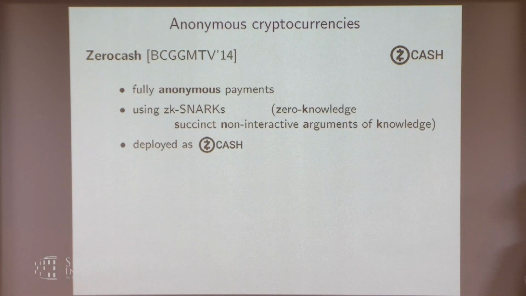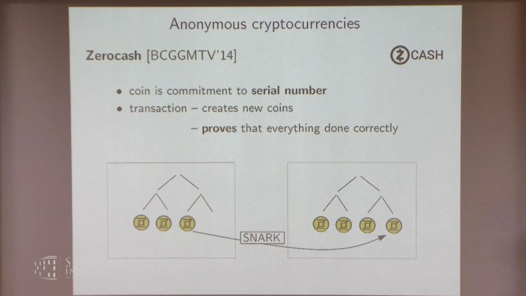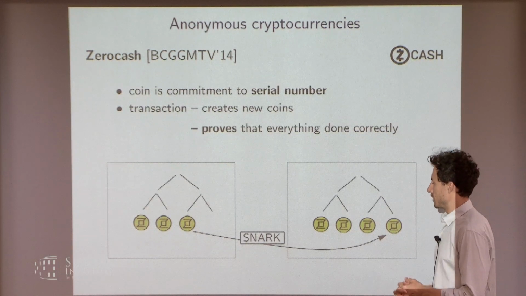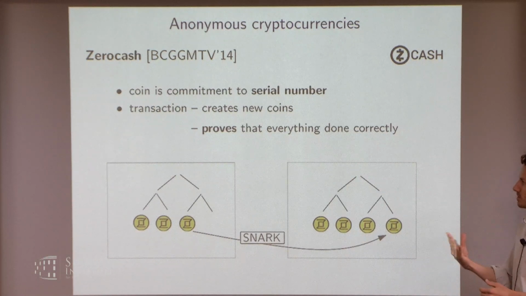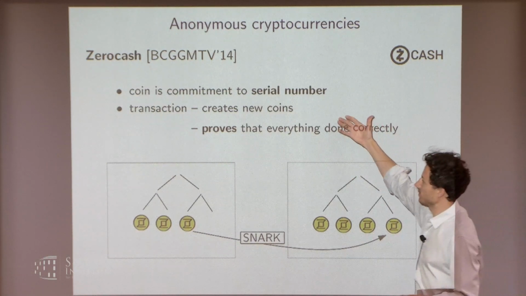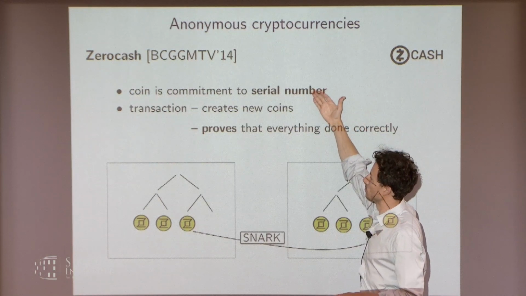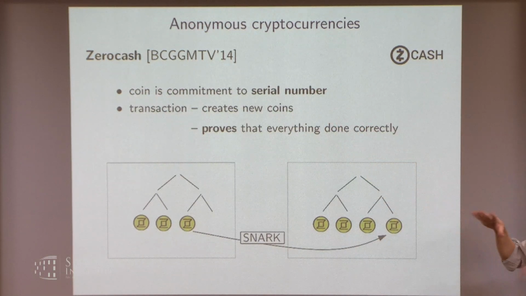Again, I'll ignore some details. And it uses these ZK snarks, and it's actually deployed as Zcash, and it's one of the 30 biggest in market capitalization, I think. So what's the idea? It basically goes back to the very first thing I showed you, namely serial numbers. Now a coin is a commitment to a serial number. Again, I'm skipping the actual details.